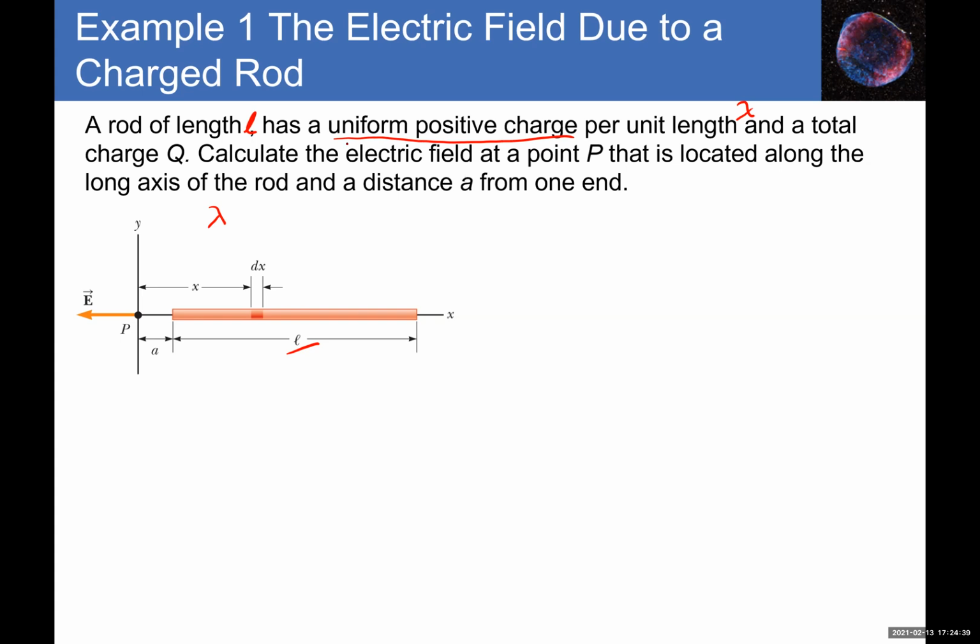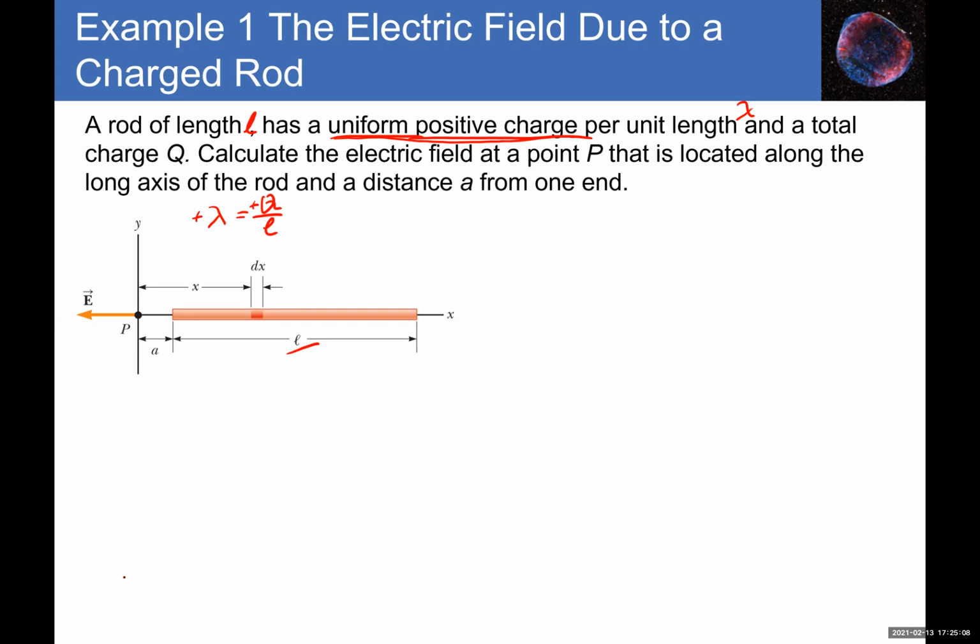So that's why it says uniform positive charge per unit length. That means this lambda is positive. Remember that, because Q over L, that means Q is positive. That's why you're dealing with a positive overall distribution. Now, what we have is this. It asks us to calculate the electric field at the point P that is located along the long axis of the rod and a distance A from one end.